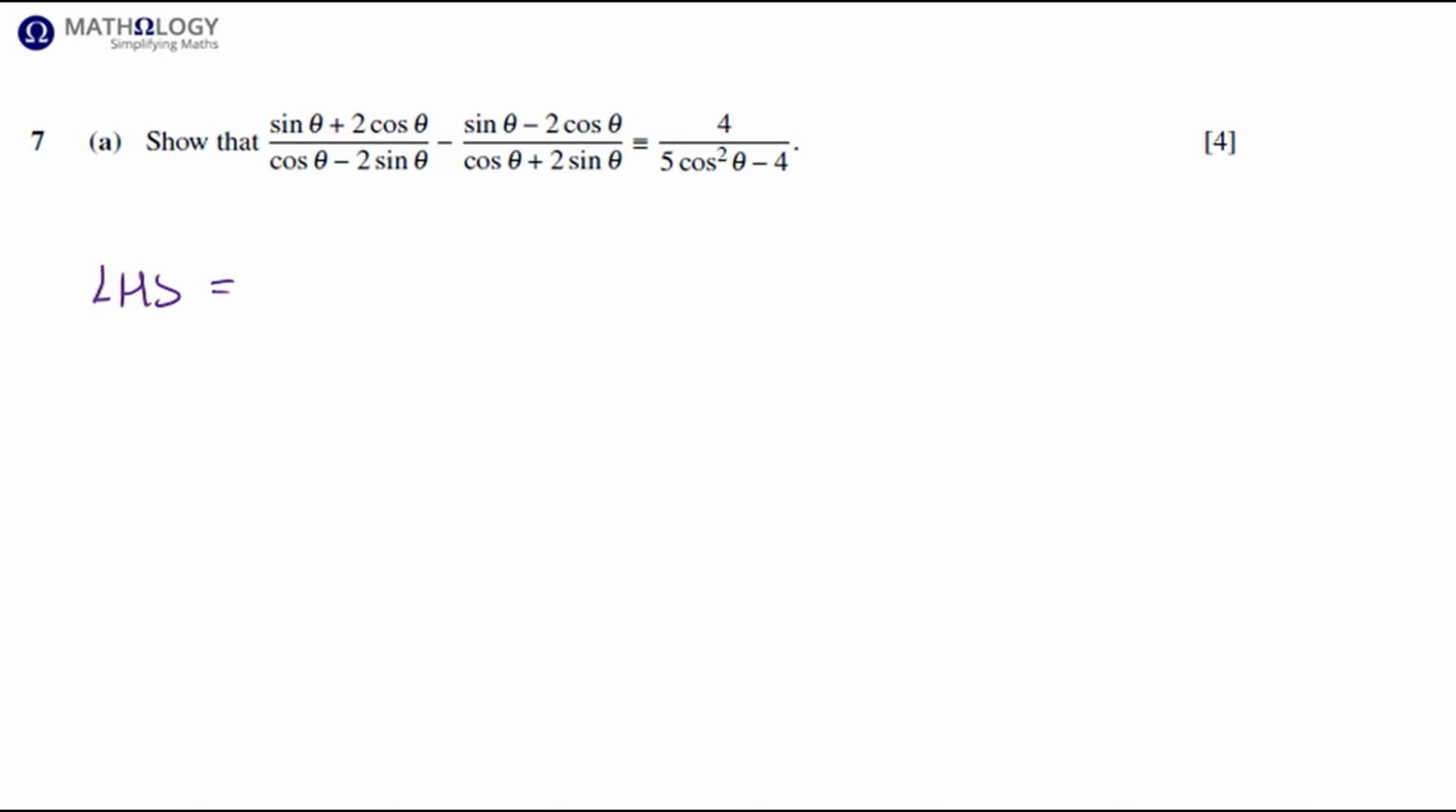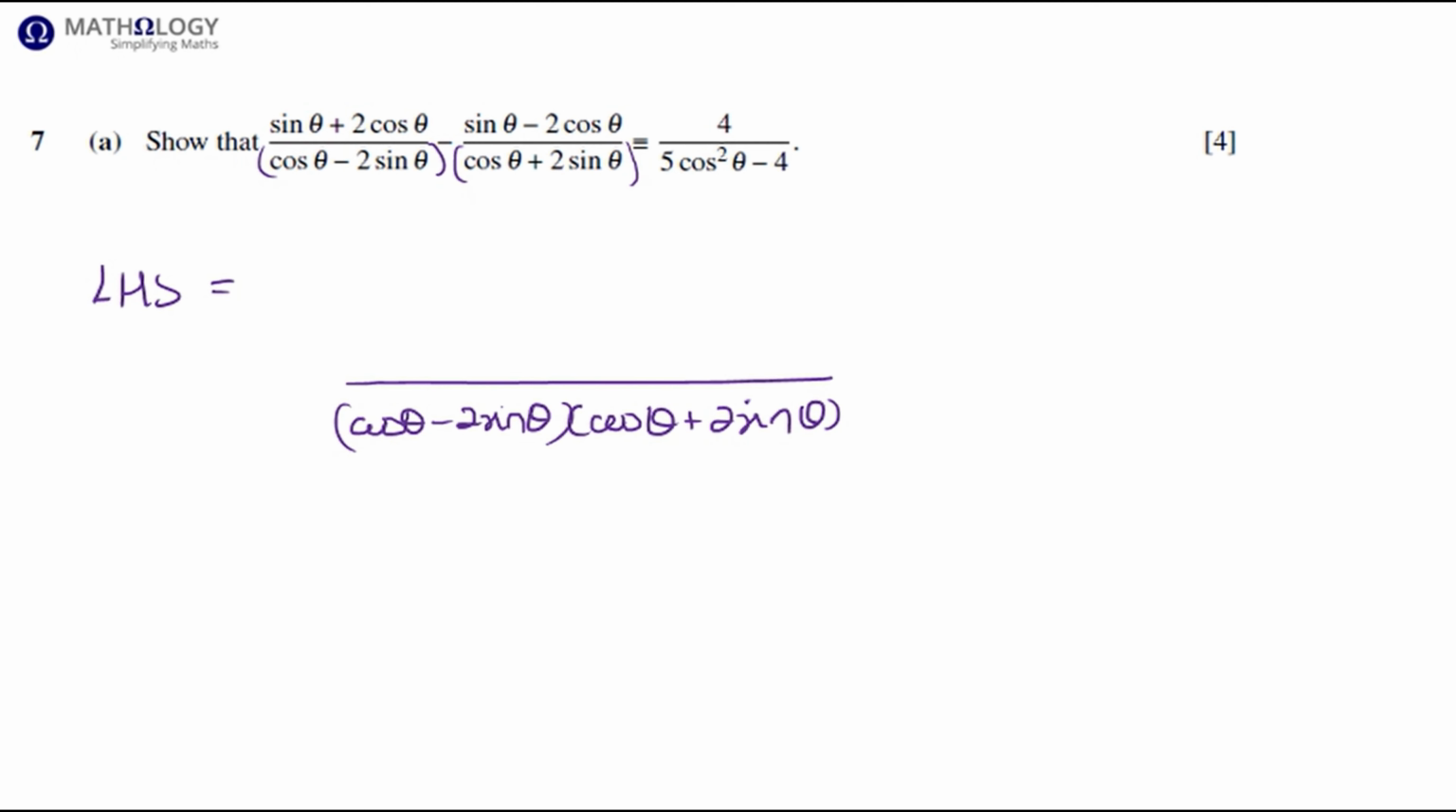The first thing we're going to do is establish a denominator. So we need to get the LCM between these two individual denominators, which is cos theta minus 2 sin theta times cos theta plus 2 sin theta. And in the numerator, we're going to have this expression sin theta plus 2 cos theta times cos theta plus 2 sin theta.